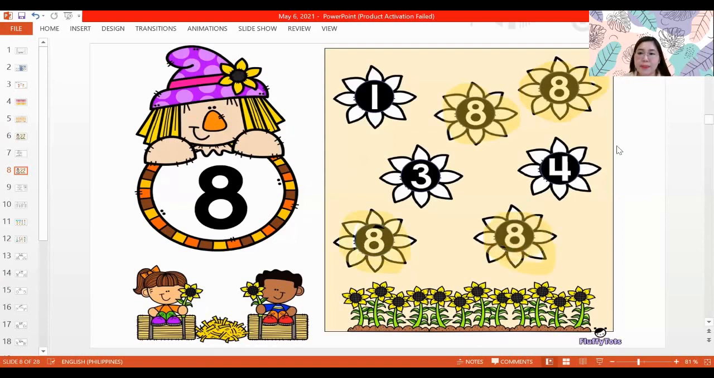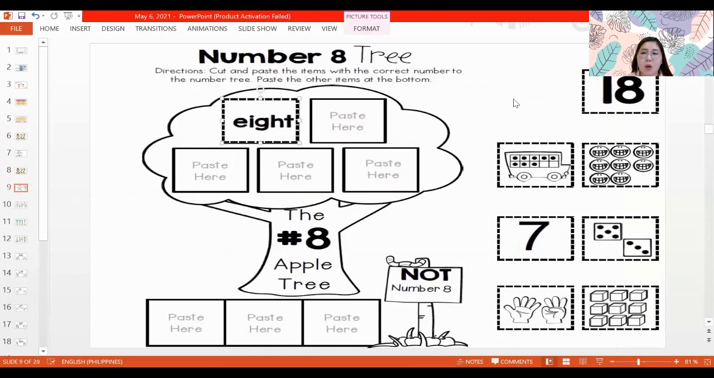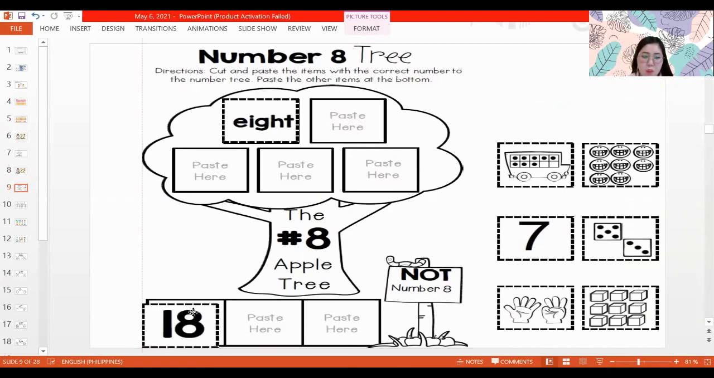Now let's sort the pictures to complete our tree. We have the word E-I-G-H-T that reads 8. So we should put it here on the tree. Okay, here I have 1 and 8 together. 1 and 8, that's 18. So it should be in the bottom because we're only having number 8.